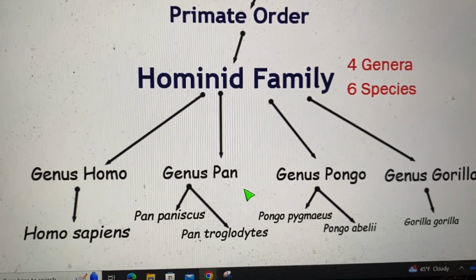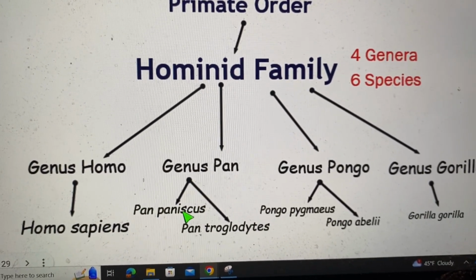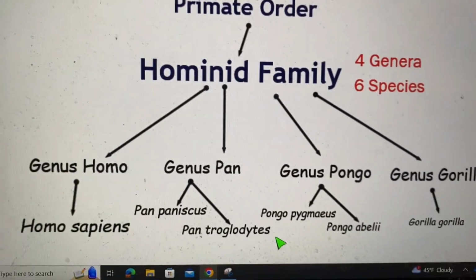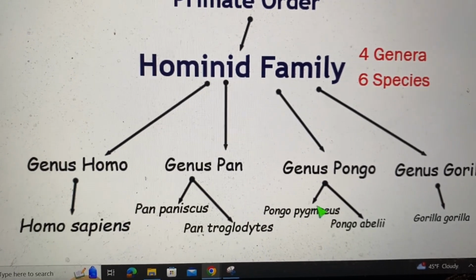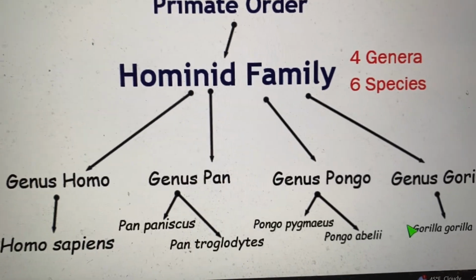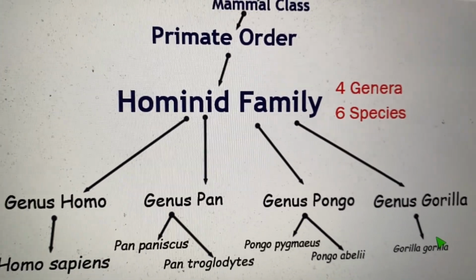Our hominid relatives include Pan paniscus, which you'd call the bonobo, Pan troglodytes, which you'd call the chimpanzee, Pongo pygmaeus, you'd call the pygmy orangutan, and Pongo abelii, which you call the orangutan, and then of course gorilla, which you call the gorilla. Hominids, right?